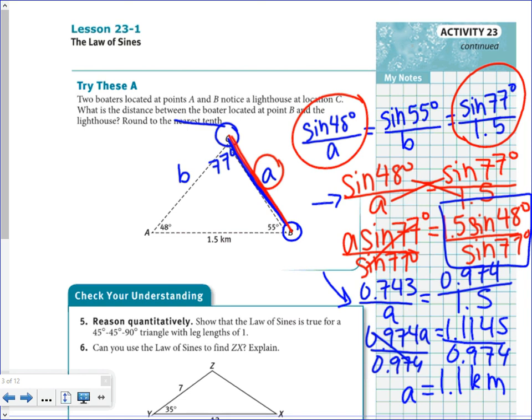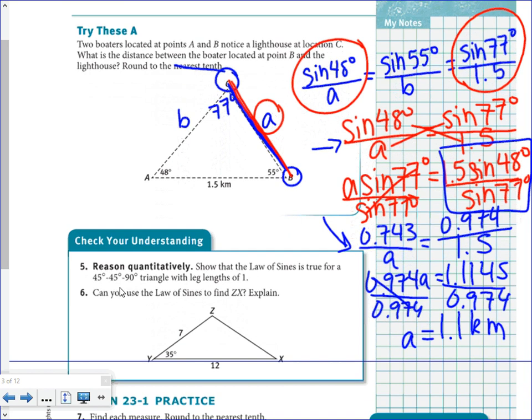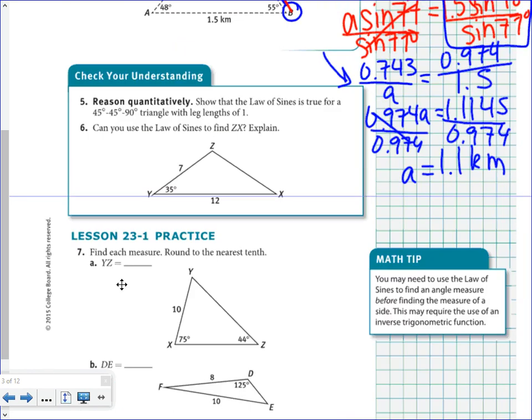So now let's look at number 5. They want us to show that the law of sines is true for a 45, 45, 90 triangle. So the first thing you're going to want to do is actually draw a 45, 45, 90 triangle with leg lengths of 1. So we have a 45, 45, 90 triangle. The leg lengths are 1, it says.